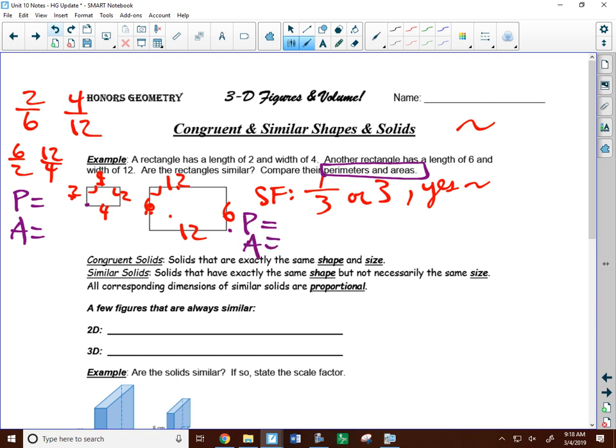Let's look at perimeter first. I'm just going to add them up really quick. 2 plus 2 is 4, plus 4 is 8, plus 4 is 12 units. 2 times 4 for the area, so that'd be 8 units squared. Going over to the big rectangle, I add those all up. It's going to be 36 units. I'm going to do the area, 12 times 6, so that's 72 units squared.